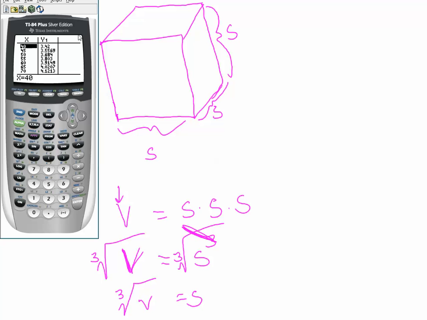So let's say I wanted a volume of 40 cubic feet. I would require each of my sides to be about 3.4 feet long. If I wanted a volume of, let's say, 100 feet, then I would need each of my sides to be 4.6 feet long in order to form a perfect cube. And this also extends to any volume.